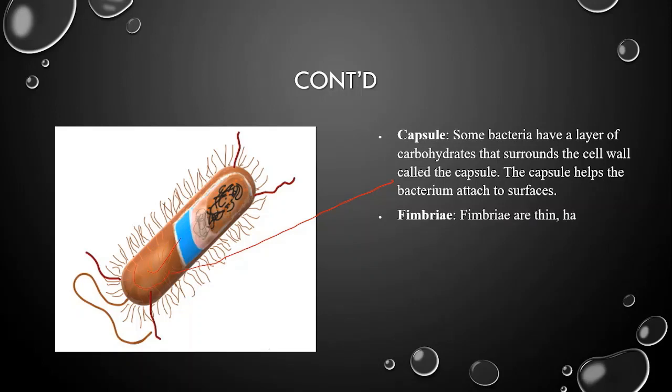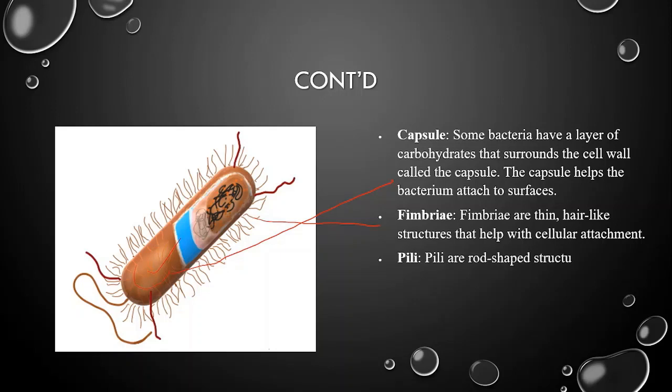Next, fimbriae. Fimbriae are thin hair-like structures that help in cellular attachment. Here you can see the small hair-like appearances in the diagram, which are termed fimbriae. They are very helpful for cellular attachment to other surfaces. They can be present in both gram-negative and gram-positive bacteria. Next one, pili. Pili are rod-shaped structures involved in multiple roles, including attachment and DNA transfer.